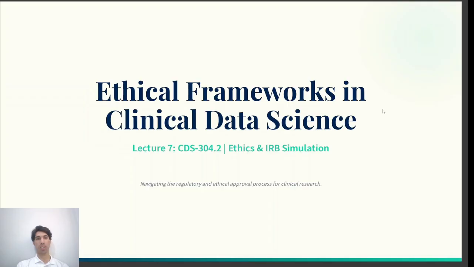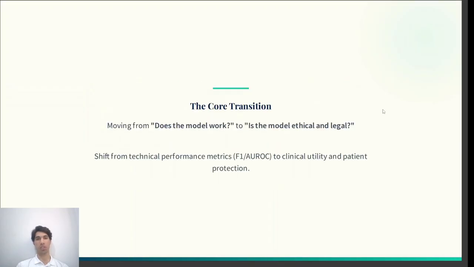Today we will be focusing on ethical frameworks in clinical data science. We will be navigating through the regulatory, ethical and legal approval process for our clinical research or the models that we've developed. So today we will be transitioning from the technical evaluation of the models, for example, if our model works or not, to the ethical and legal process of whether the model is ethical and legal or not.